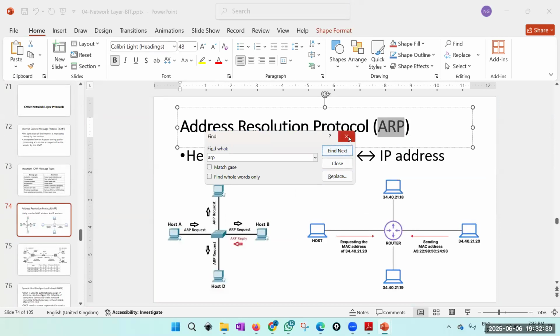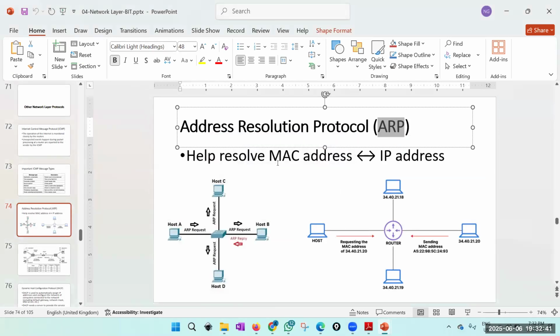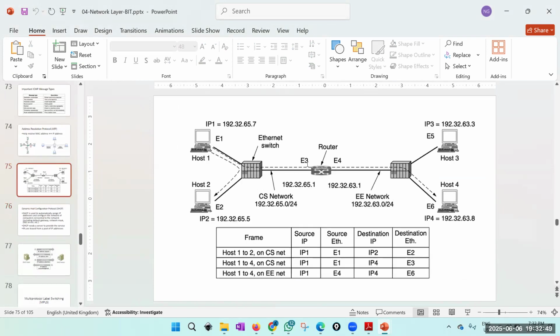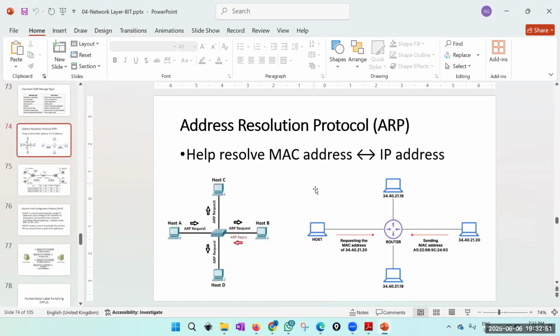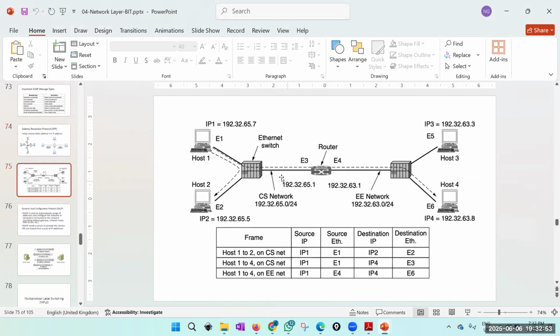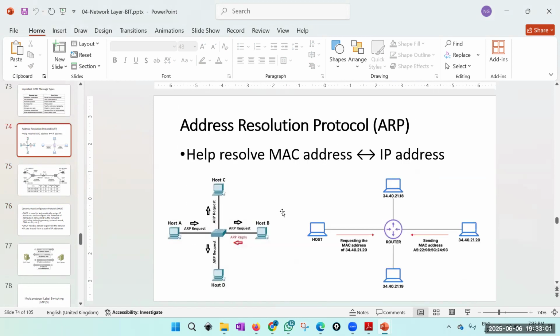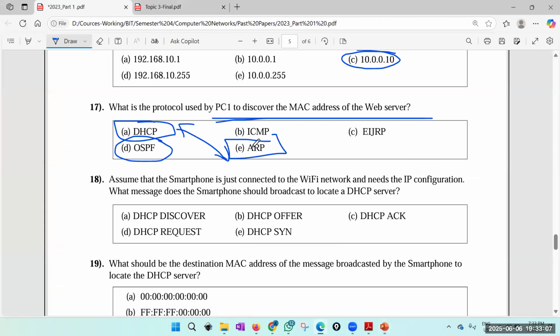Right. Address Resolution Protocol resolves MAC address to IP, IP address to MAC, both. The other one is reverse ARP. DHCP is to give IP addresses to the machine, right? Not resolution, right? So therefore, I'll go for ARP. Right, I'll go for it.